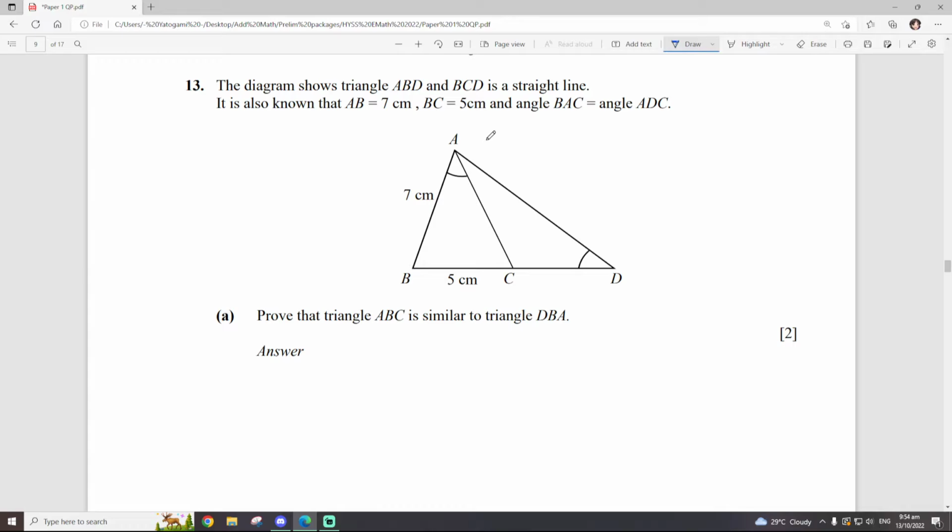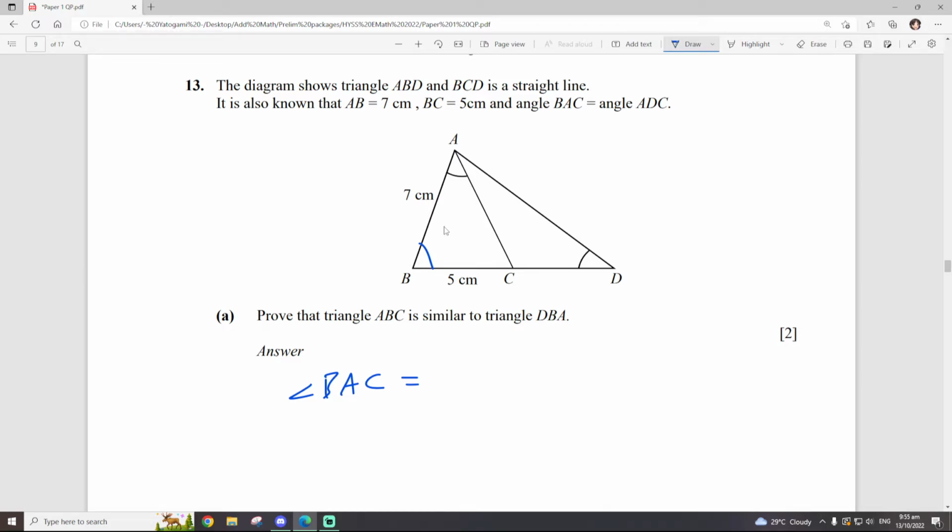The diagram shows triangles ABD and BCD in a straight line. Prove that ABC and DBA are similar. Okay, there's a common angle. And what else is there? Well, we are given these two angles actually. So we say angle BAC, check that the things are corresponding. BDA, BAC, ADC, let's check that the angles are corresponding actually.